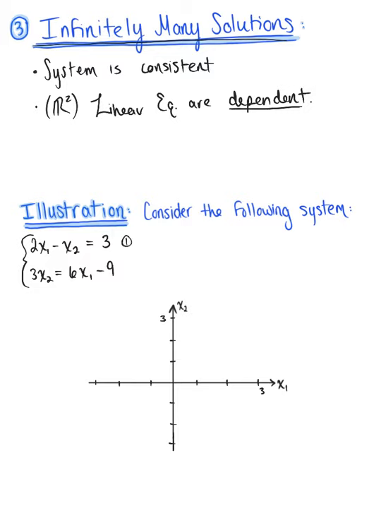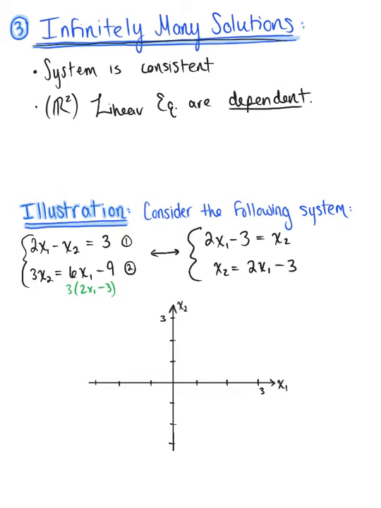And equation 2 is 3 times x sub 2 is equal to 6x sub 1 minus 9. So let's reorder this so it looks the same. With equation 1, I'm going to rewrite this in a graphing format and say that this is 2x sub 1 minus 3 is equal to x sub 2. And then notice with our second equation that we have a greatest common factor of 3. So if we divide both sides of the equation by 3, we end up with x sub 2 is equal to 2 times x sub 1 minus 3.